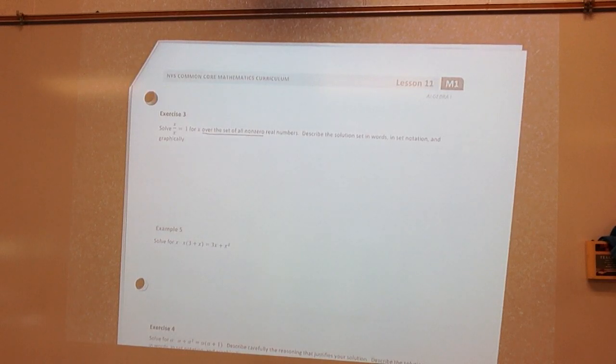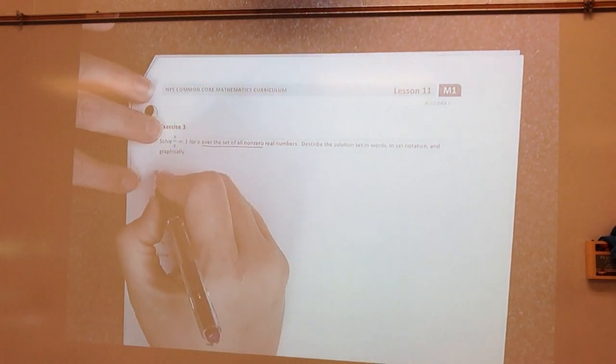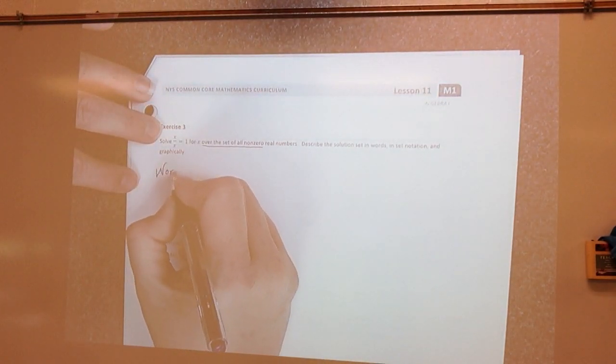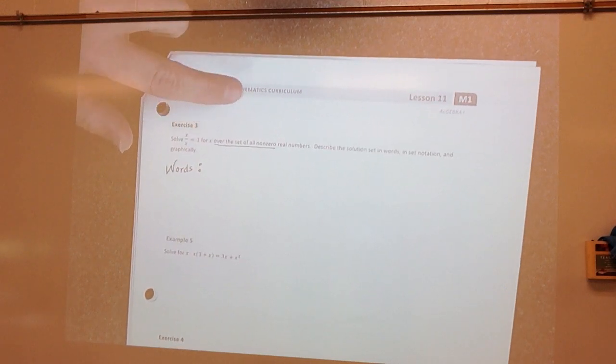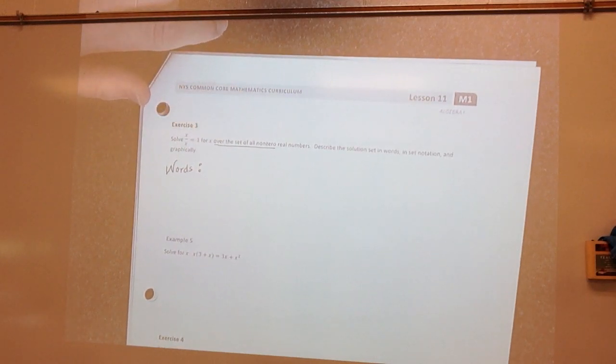All right, so here's why it's going to be a little bit different. All right, so here's words. So I'm looking at a set of all non-zero. So the solution set is a set of all non-zero real numbers. In other words, I can put everything in there except 0. I can put all positive numbers, I can put all negative numbers, but I cannot put 0.